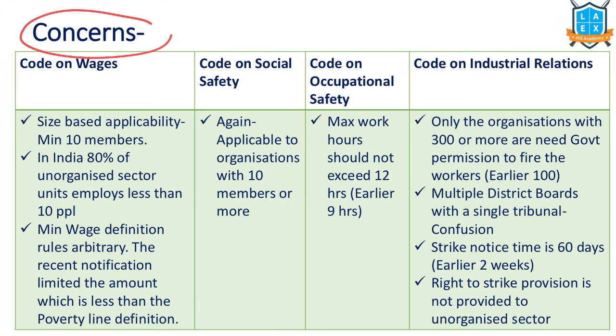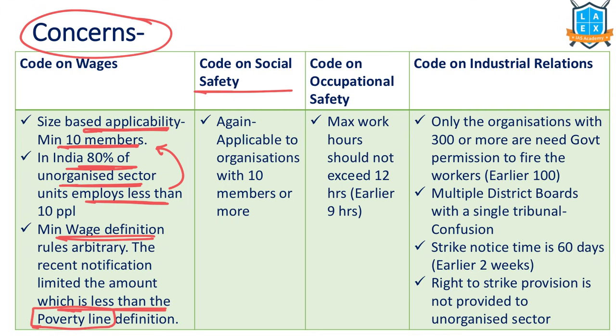Let us see the concerns of these labor laws. Code on Wages. Size-based applicability. This Code on Wages law is applicable to companies, industries with more than 10 members. And 80% of India's unorganized sector employs less than 10. So, Code on Wages is said to be universal, but almost 80% of unorganized sector has less than 10 people. And minimum wage rules are arbitrary. Recent notification says the minimum wage is less than poverty line definition. So how can a minimum wage be less than poverty line definition? That's a concern. And Code on Social Safety, again it is not applicable to organizations with less than 10 members.